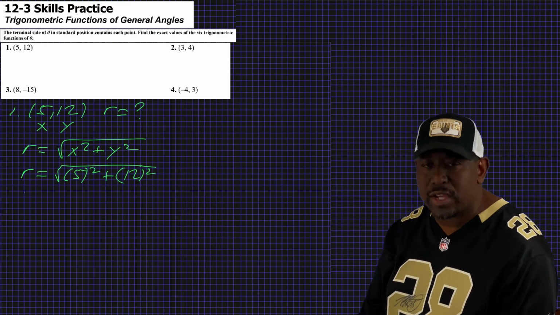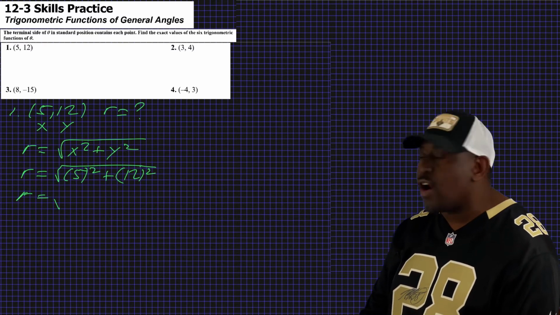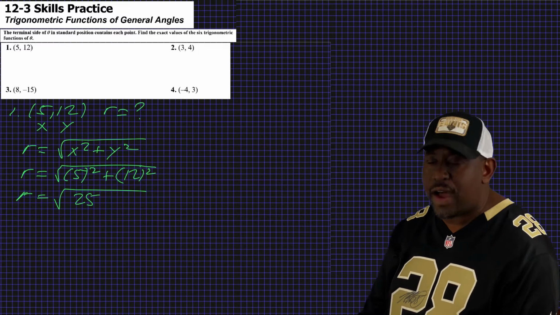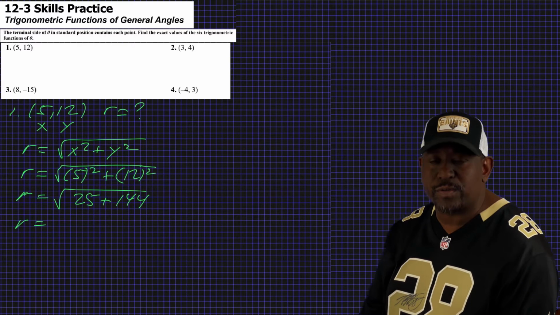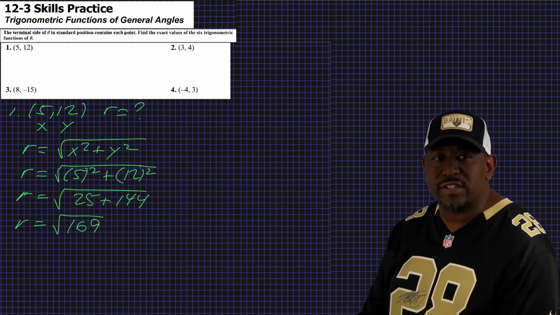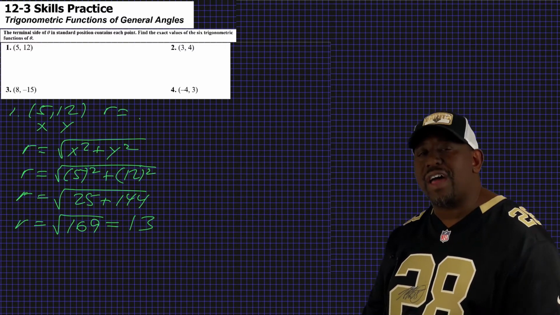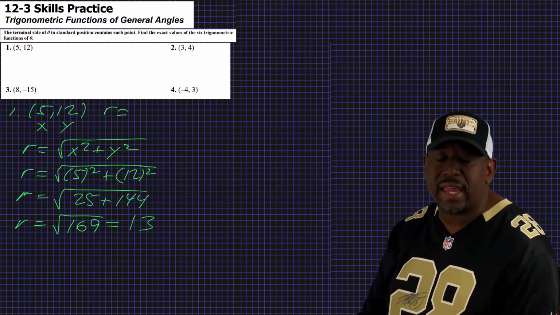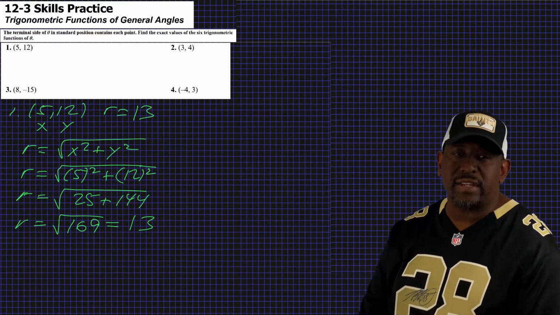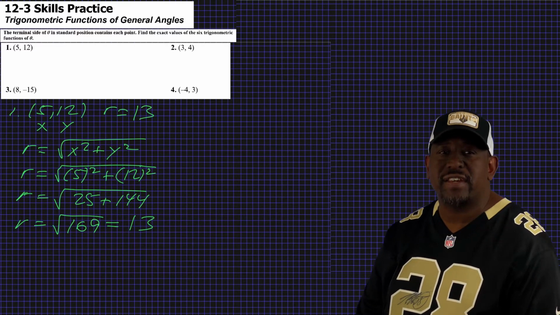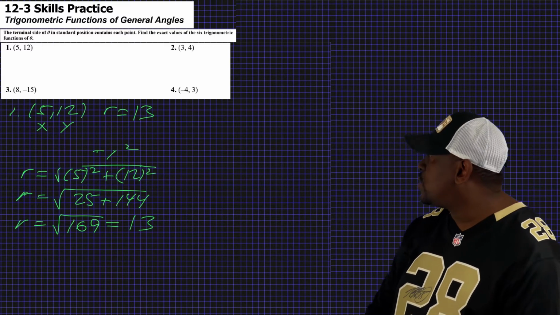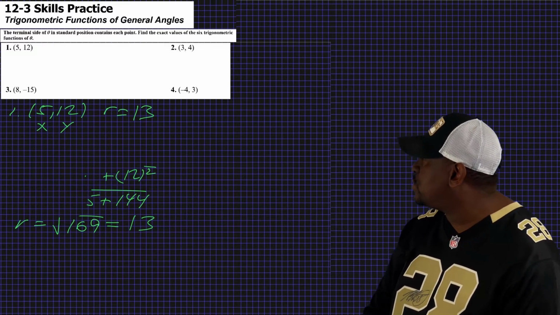So we have a formula that says r is equal to the square root of x squared plus y squared. We substitute x and y. r is equal to the square root of 5 squared plus 12 squared, which is the square root of 25 plus 144, which simplifies into the square root of 169, which is equal to 13. So we now have r, we have our x and y, and now we can generate our values for the 6 trigonometric functions. We erase that, and we will put the r here.